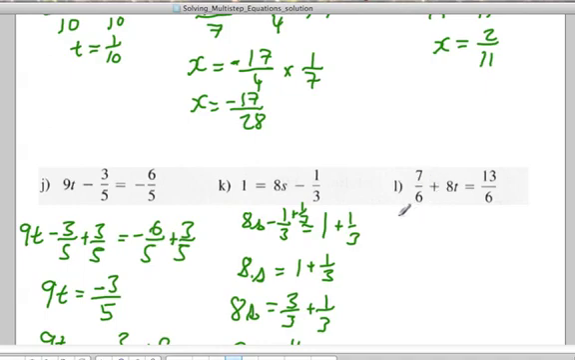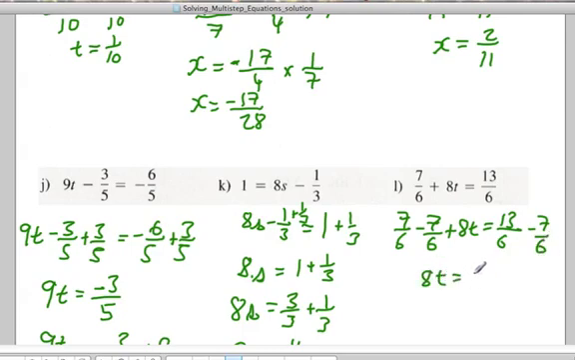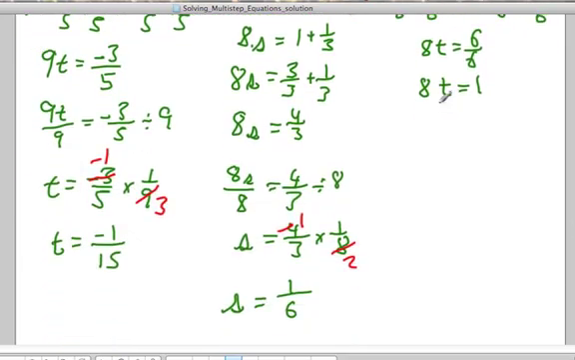For here, I'm going to subtract 7/6 from both sides. So 7/6 subtract 7/6 plus 8t is equal to 13/6 subtract 7/6. So 8t is equal to, now 13 subtract 7 is 6 over 6. So 8t is equal to 1. Divide both sides by 8, and you get t is equal to 1/8.